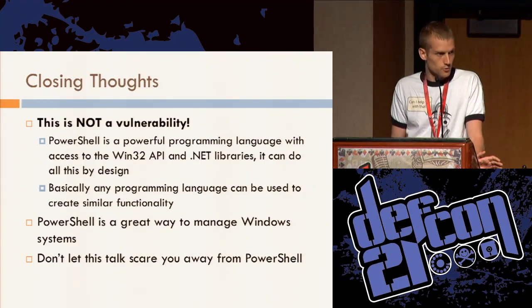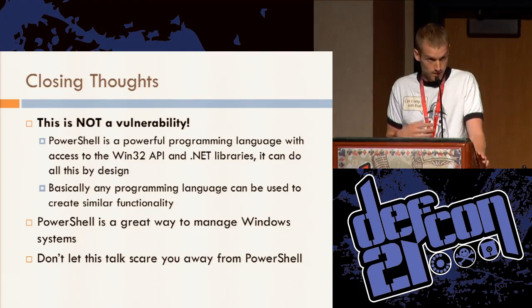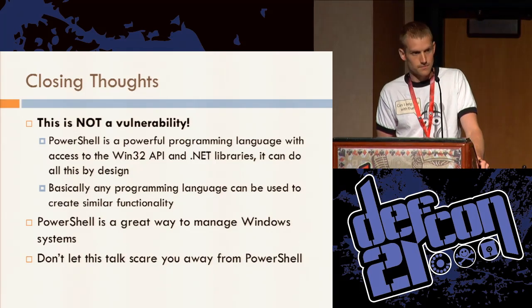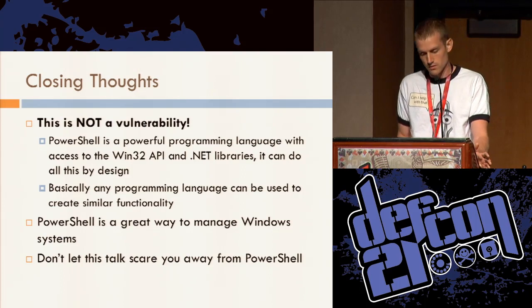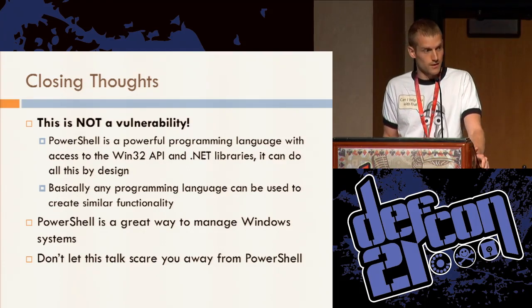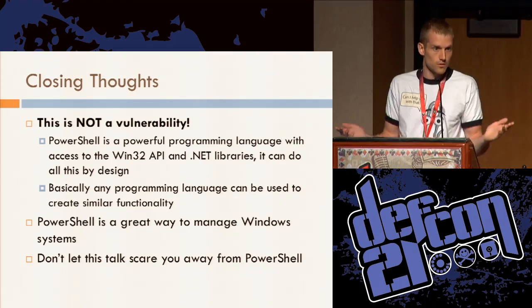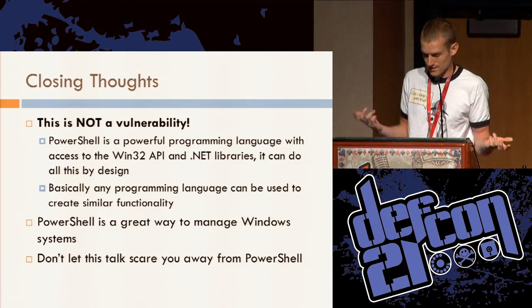So closing thoughts, this is not a vulnerability. All of this is by design. PowerShell is a very powerful language. It has full access to the Win32 API. It has full access to the .NET libraries. So yes, it is able to do this. And pretty much any programming language can do this if it has access to the Win32 API. And if a programming language has remoting functionality, then you can use the remoting functionality of other programming languages as well. I think PowerShell is a great way to manage Windows systems, so I hope this talk doesn't scare you away from PowerShell altogether, but I hope that it does encourage you to treat PowerShell sensitively and make sure that you configure it correctly, don't expose PowerShell to all the servers in your environment, and hopefully it also gives you awesome ideas on how to attack Windows networks, because that's kind of why I'm here.